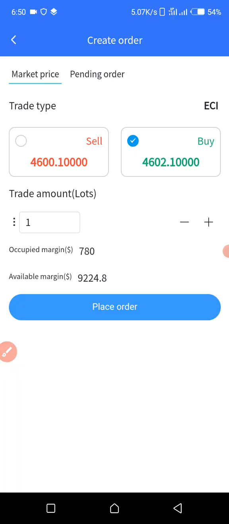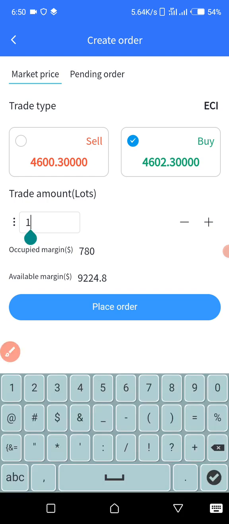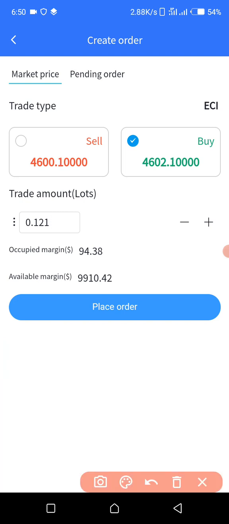We saw it was the lot size. So this box over here is where we put the lot size, okay? So you've calculated your lot size maybe for $100, and you found that, as I remember, it was 0.121. That was your lot size, guys, you see. So according to the amount I have here on my demo account, I have $10,000, so it will just only take this part of my amount to the trade, okay? So that's what you do.